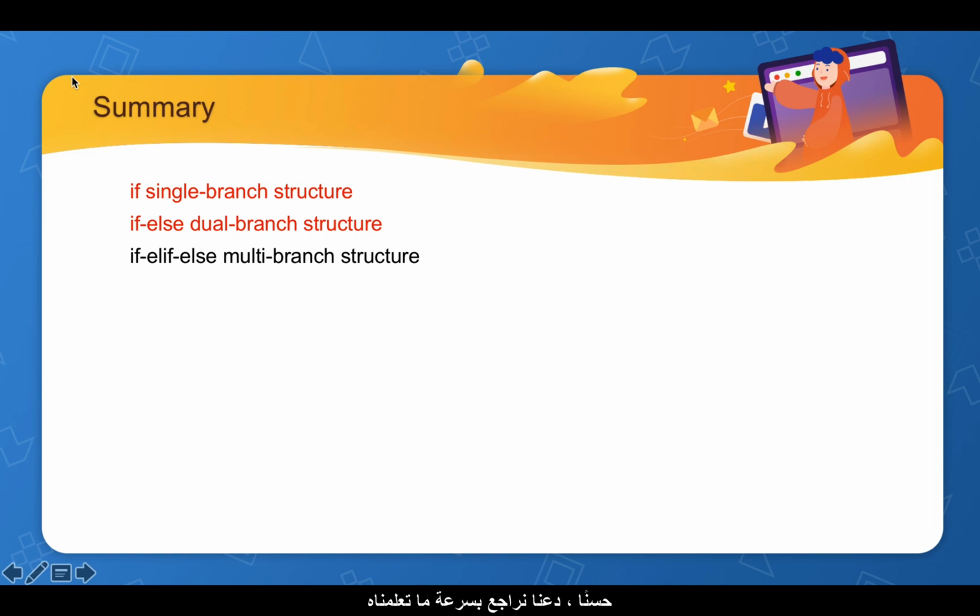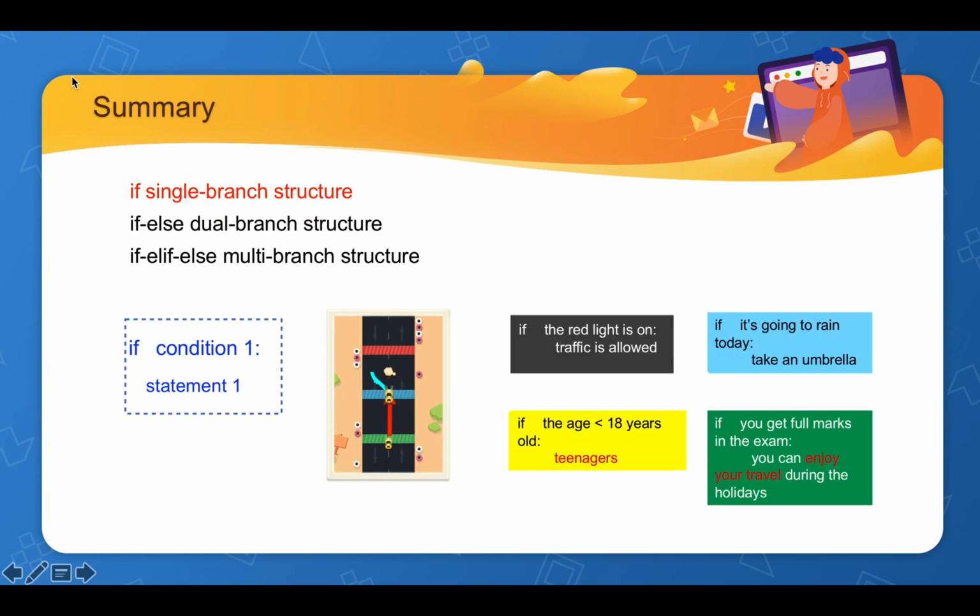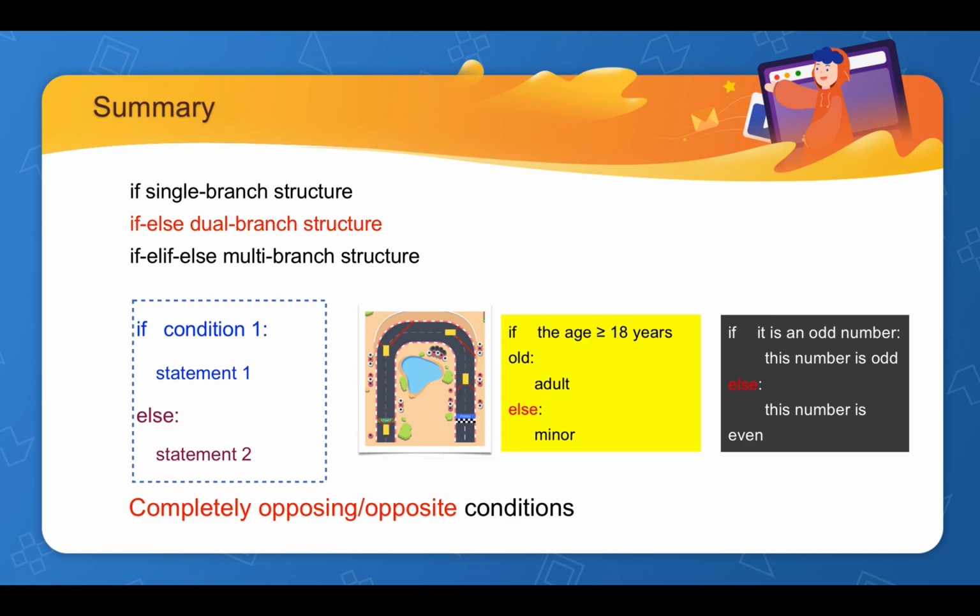Okay, let's quickly review what we have learned. We focused on the branch structures and finished two structures. The multi-branch structure will be in the next lesson. The single branch structure has one condition with only one statement. The if-else dual branch structure has two completely opposite conditions.